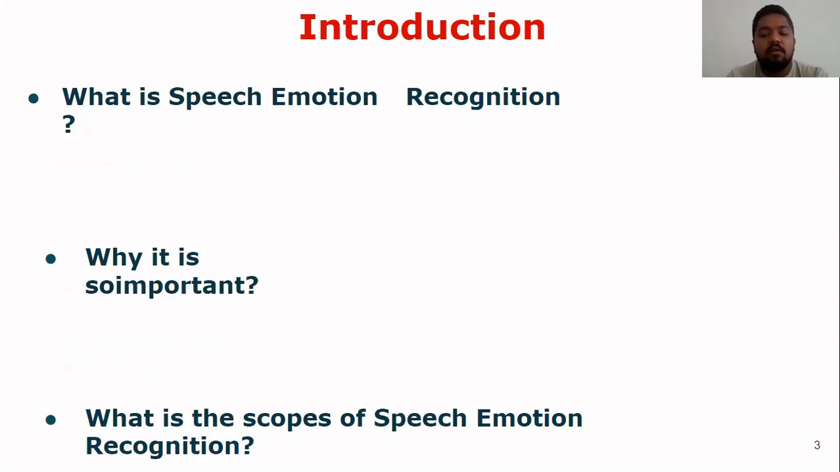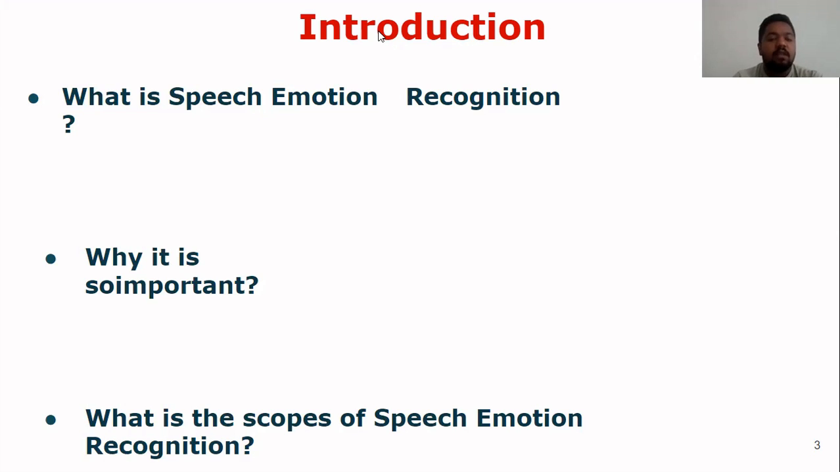First is introduction. What is speech emotion recognition? Speech is the most natural form of communication between human and computer. Speech is a complex signal. It contains information regarding message, speaker, language, and emotion. Emotion makes a speech more attractive, more effective, and more expressive. Speech emotion recognition means understanding the emotional state of a human by detecting the features extracted from his or her voice.